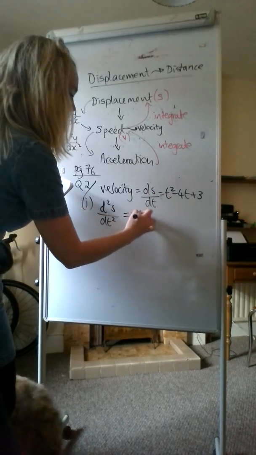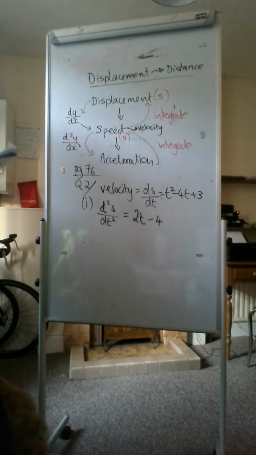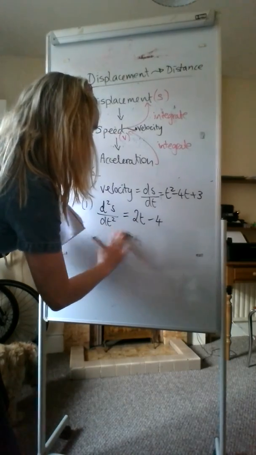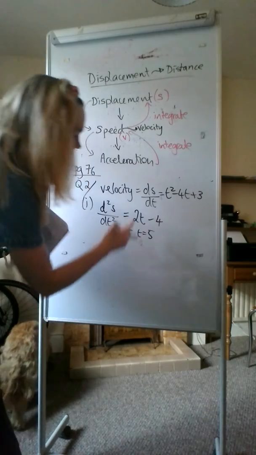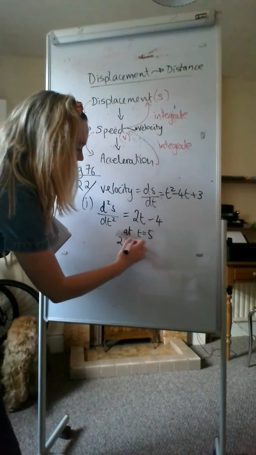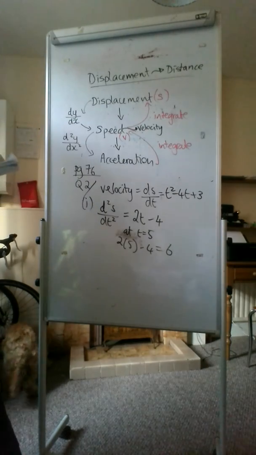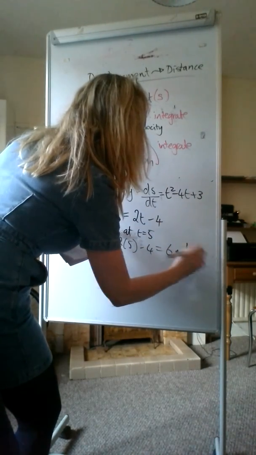That's going to be 2t minus 4. They asked you to find the acceleration when t is equal to 5, so at t equals 5 we're going to just sub that in here. 2 by 5 minus 4, which is equal to 10 minus 4, which is 6. And the units there are meters per second squared.